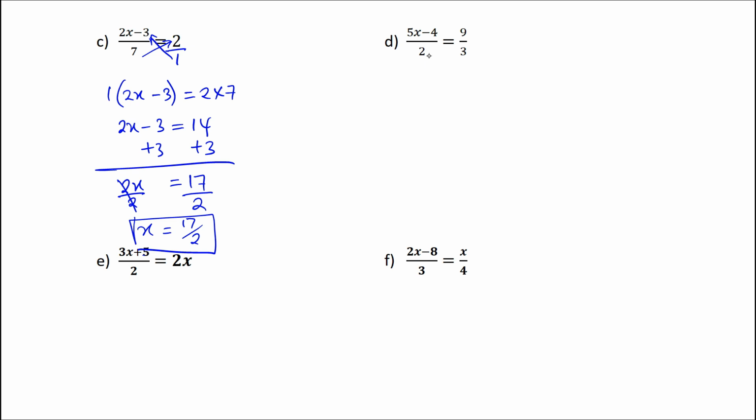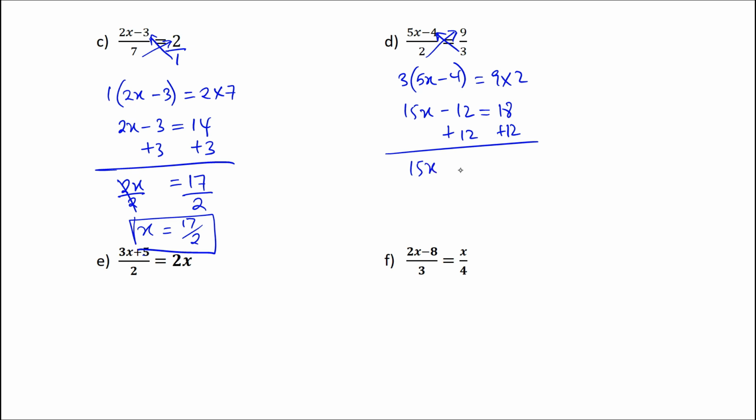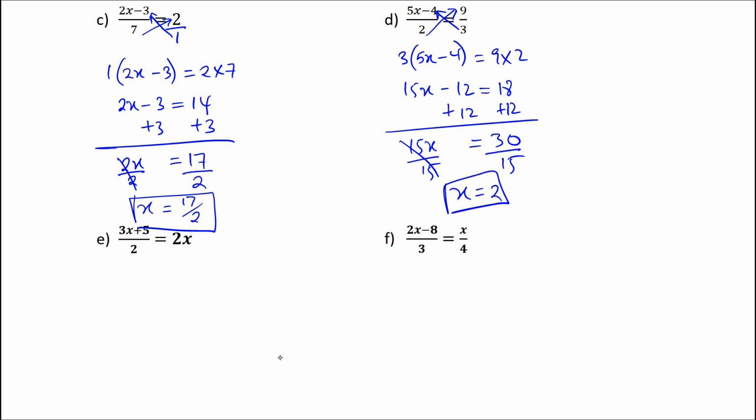In this case here, again, we can apply the same approach, cross multiply. So 3 multiplied by 5x minus 4 will be equal to 9 multiplied by 2. So 15x minus 12 will be equal to 18. And then add 12 on both sides. So you'll be left with 15x will be equal to 30. The opposite of multiplying by 15 is dividing by 15. So x will be equal to 2.